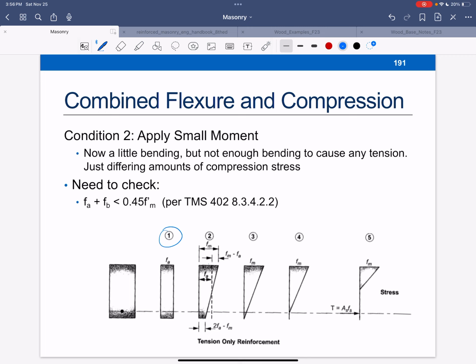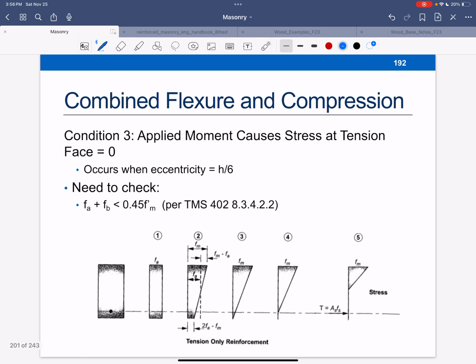All right, so this is a basic interaction that we also have to check, that the axial plus bending stresses are less than or equal to 0.45 of the strength of the masonry. That's a TMS requirement. We'll do this when we go through the example. Now we're in stage three. This is going to be 0.3 on the interaction diagram.